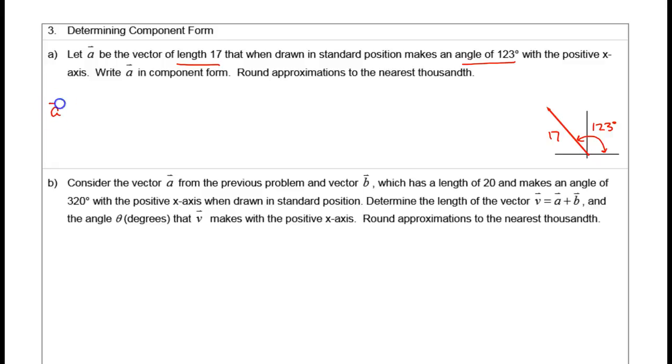So vector A in component form will be equal to the magnitude of vector A times cosine theta comma sine theta. So let's go ahead and plug in what we know. The magnitude of vector A is given to us as 17, and we know the angle is 123 degrees.